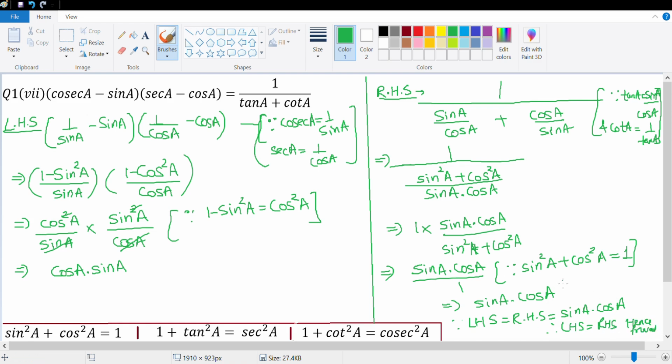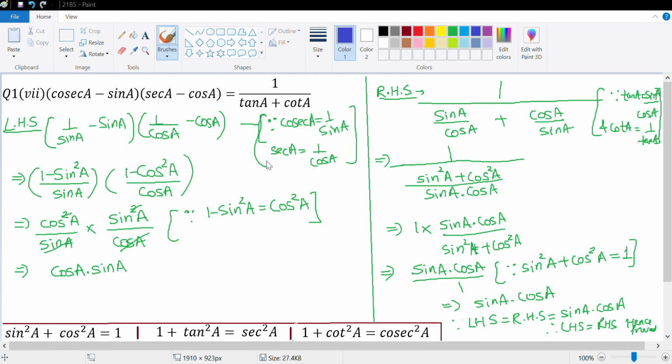Done. So this was the question where we solved both the parts. I solved left hand side separately and I solved right hand side separately, and we got a common answer. Good. Let's move on to the last question that I'll solve from this exercise, which is question number 1, part 8. Let's look at that question.